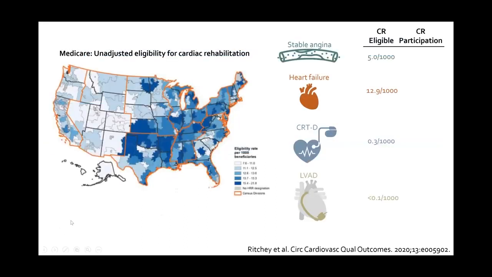When you look at cardiac rehab, I think everybody's pretty familiar with it. The eligibility for cardiac rehab varies across the country, maybe better on the East Coast than here on the West Coast. But when you look at the eligibility for various cardiac disease states, from stable angina to heart failure to patients who have biventricular pacing to LVADs, you can see the CR eligible population for LVADs is pretty small, but there's not that many patients getting it.